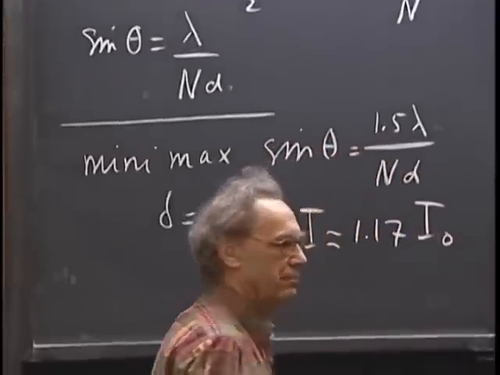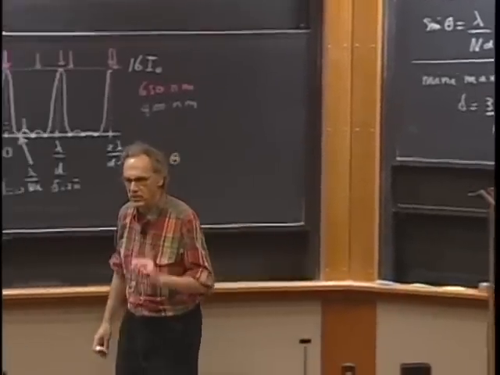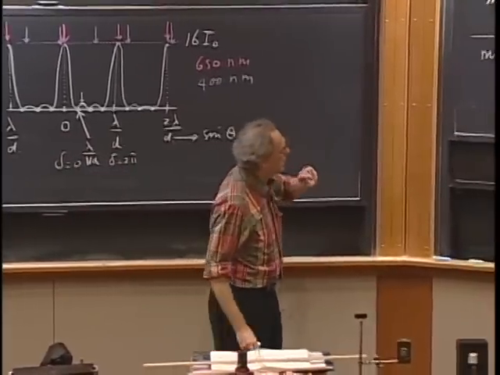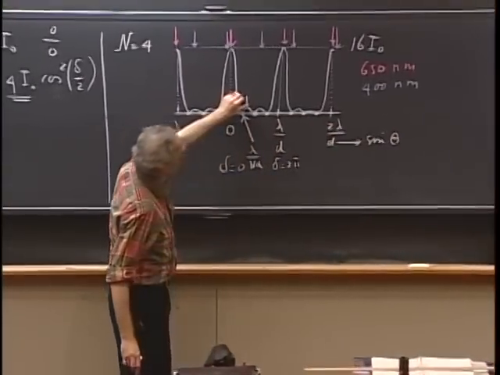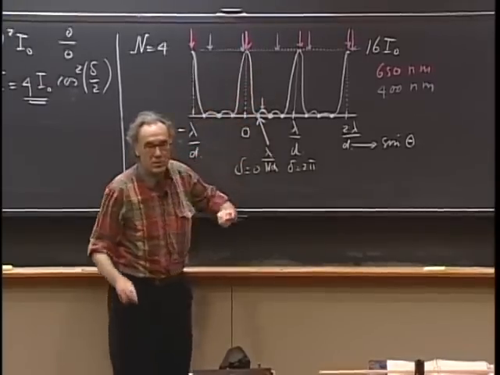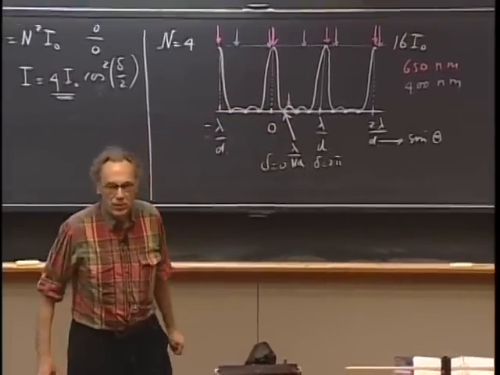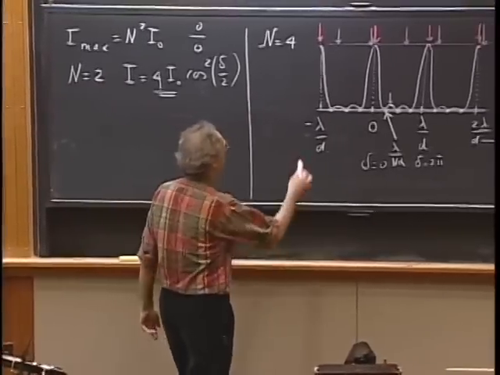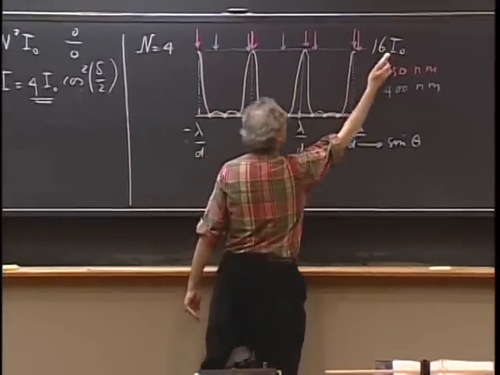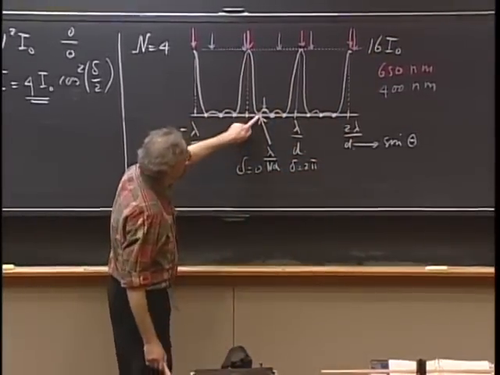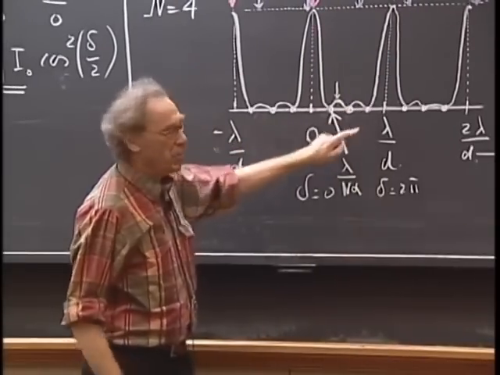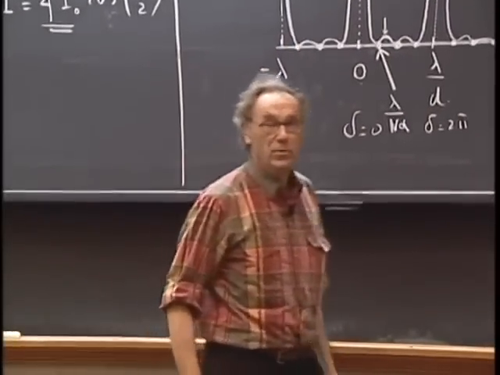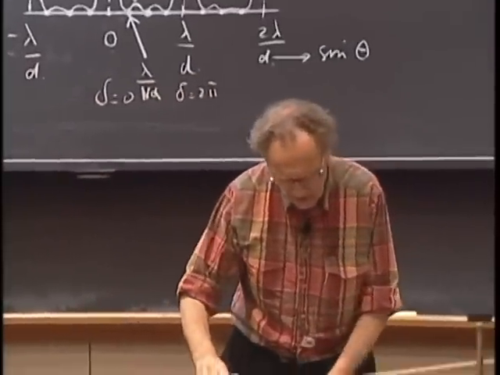1.17 I0. That's low compared to 16. This is only some 7%, 6.8%. So this height here is only some 7% of that height. So it's very low. So you have seen now the bizarre consequences that if you get 0 divided by 0, you get these maxima at 16 I0. Then you get n minus 1 points where you get complete zeros, but even these mini maxima don't mean very much. They are very low in light intensity.